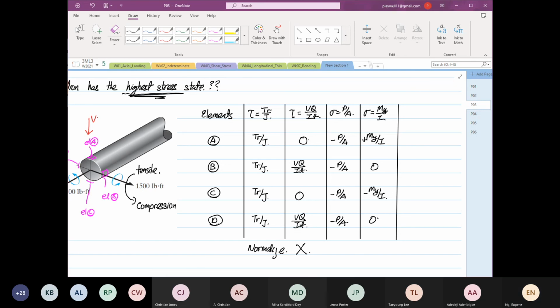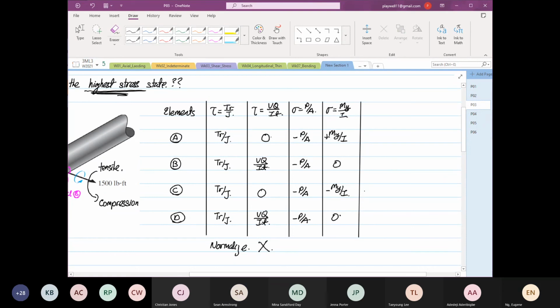C. Why C and not A? Because both normal stresses are compressive, so it will be higher. So we are going to investigate point C, element C.